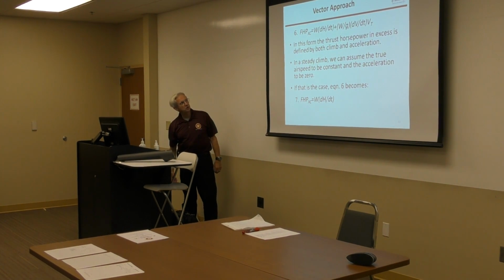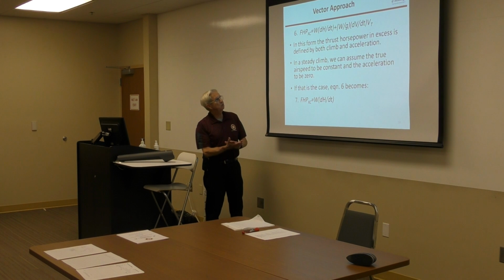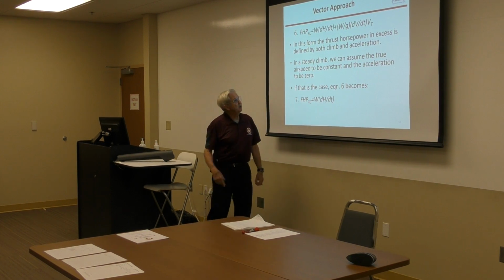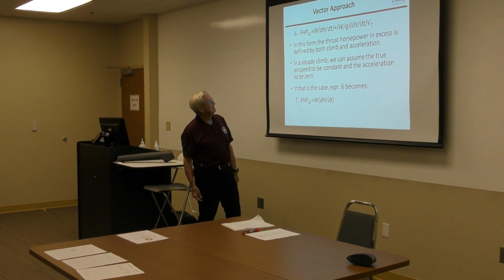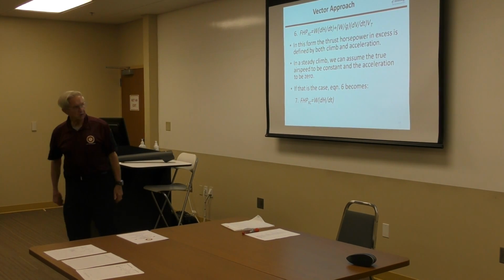So we say the thrust horsepower in excess, that's the top equation there, is equal to the weight times the rate of climb, dH/dt, plus W over g, the mass, times the acceleration times the true airspeed. That's the thrust horsepower in excess equation, and from that come both of the methods that we're going to talk about.